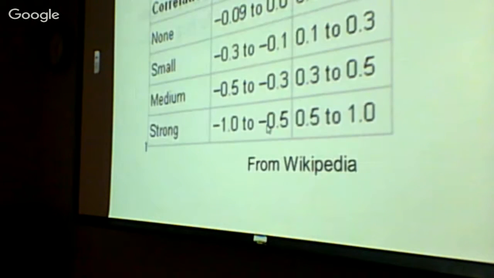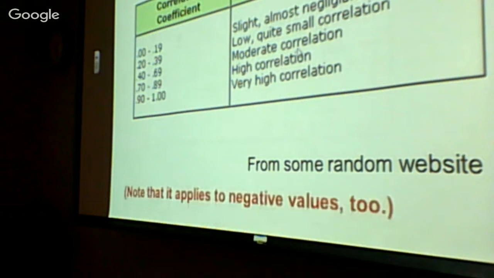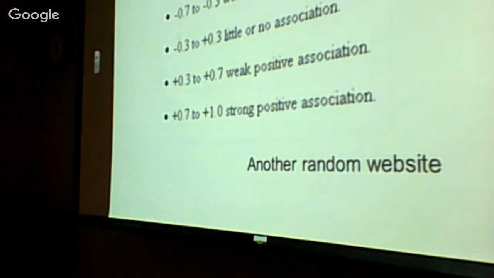So what are the cutoffs? Here is one way of looking at it. This is from Wikipedia. Right? We can say that if it's between 0.09 and 0, then there's no correlation. If it's 0.3 to 0.1, it's small. If it's medium, and so forth, right? So this person here in Wikipedia has made these cutoffs. This is from another website. They say that 0 to 0.19 is slight, 0.2 to 0.39 is low, 0.4 to 0.69 is moderate, and so forth, right? And this is another one. -1 and -7 is strong, and so forth.